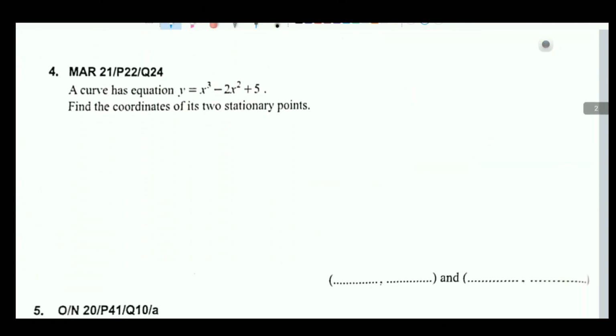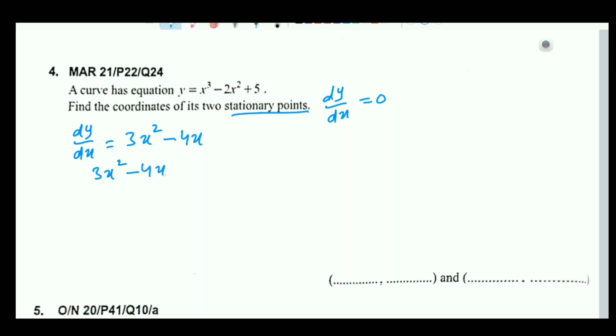Next question, a curve has an equation, find the coordinates of its two stationary points. Again this is the same question. What we have to do here, stationary points means, I told you, dy over dx is equal to 0. So first of all we have to find dy over dx. dy over dx is equal to 3x, 3 minus 1 is 2, minus 2 into 4, x, 2 minus 1 is 1, and plus 5 means it will be 0. So now we will put it equal to 0.